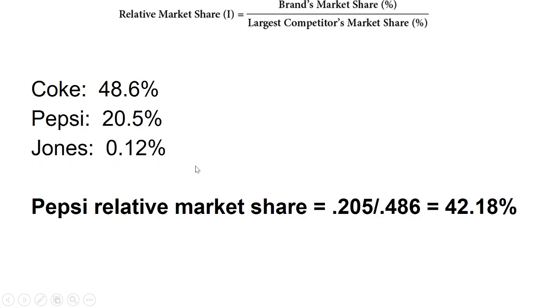Okay, so for Pepsi, we want to know where we are relative to Coke. We can just take our market share and divide it by their market share, and we end up with 42.18%. So our market share is 42% of Coke's market share. Okay, so you can see here that I've converted the percentages to decimals, and anytime you do any sort of calculation with percentages, you need to convert it to a decimal.